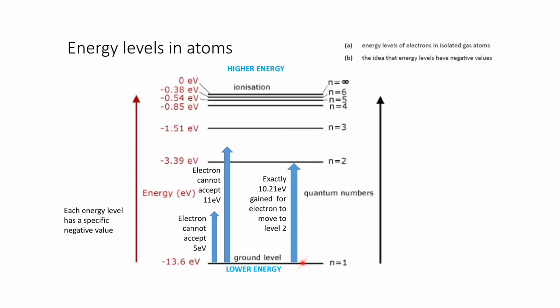We spoke earlier about the word discrete. You've got to give the electron exactly 10.21 electron volts to move from n equals 1 to n equals 2. The electron can't accept any other value, so it can't accept 5 and it can't accept 11 because it goes too far above. So when we talk about the physics here, you've got to have discrete energy levels. The numbers have got to be exact, to jump from one place to the next. If you gave it exactly 13.6 electron volts, the electron would get to 0 electron volts, and as I mentioned earlier, that's when you get ionisation.